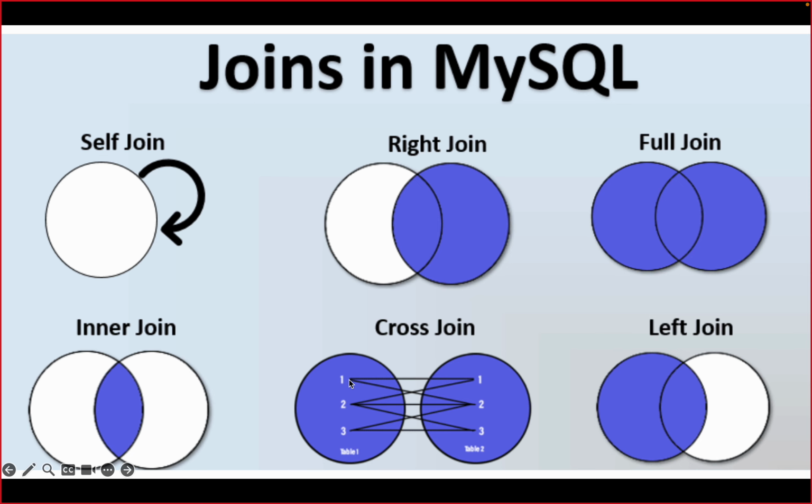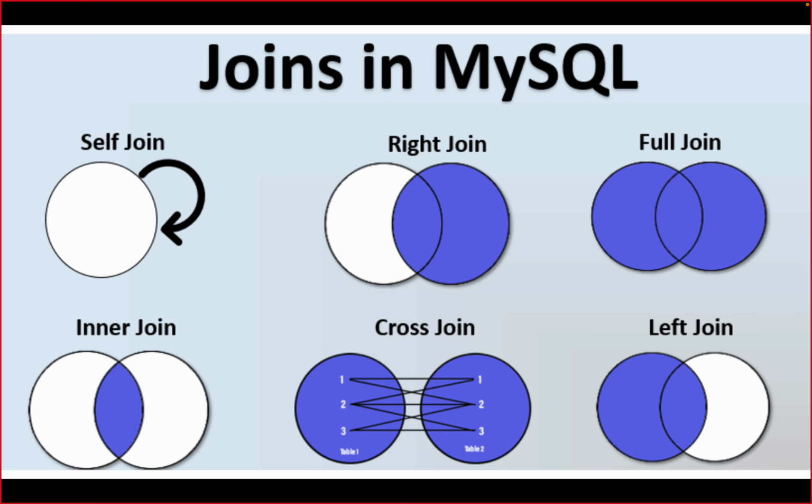So 1 will join with 1, 1 with 2, and 1 with 3 as well. 2 will join with 1, 2 will join with 2, and 2 will join with 3 as well. 3 will join with 3, 3 will join with 2, 3 will join with 1 as well. So this is how the cross join works.